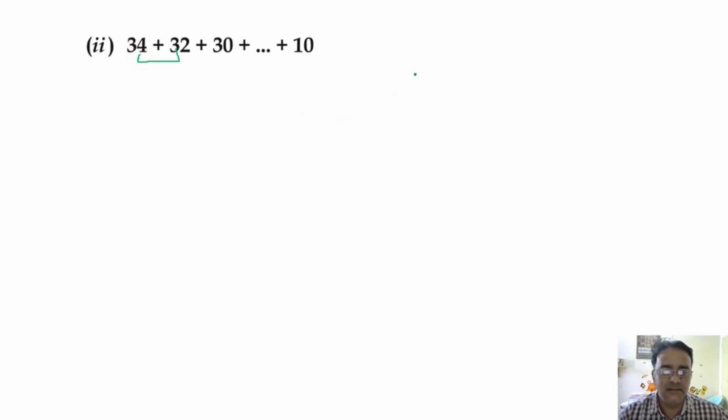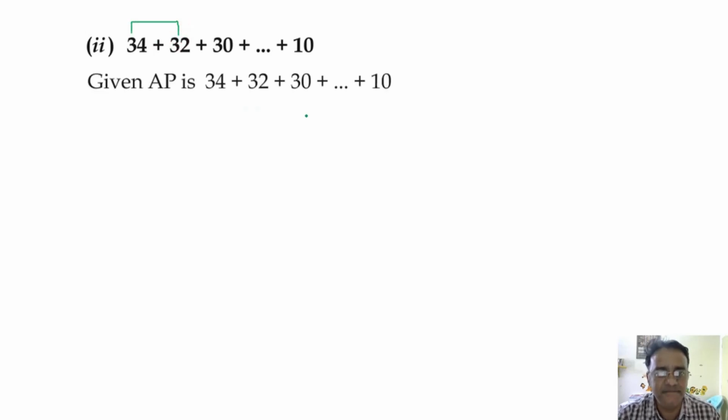To avoid such a mistake, keep in mind: increasing order, d is positive; decreasing order, d is negative; same number, d is 0. So what is the first term here? 34. Already we discussed the difference is 2, but the order is decreasing, so d is minus 2. Or you can follow the rule, second term minus first term, that is 32 minus 34, and you'll get minus 2.